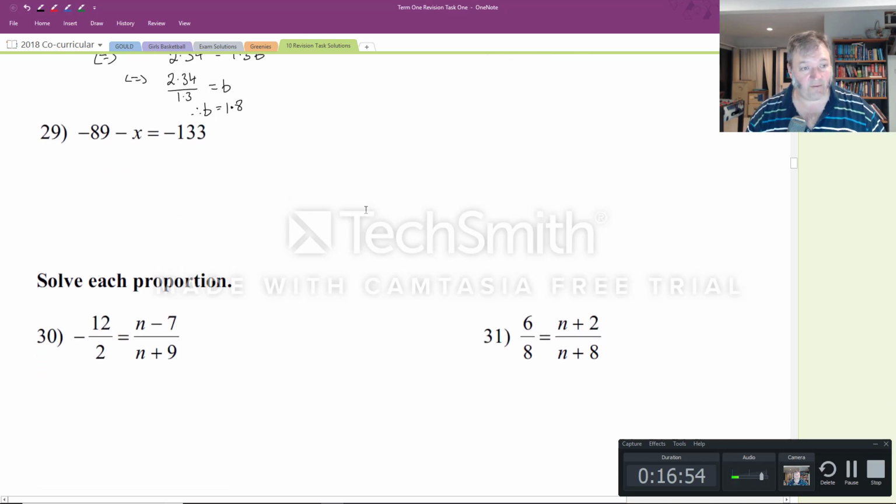Lucky last over here, also pretty quick. I've got negative x on the left. You could keep that there and get rid of the 89 and then multiply by negative 1. Instead, I'm going to add x to each side. That'll make it positive when it turns up on the right. And of course, to get rid of the negative 133, I need to add it. So I add 133 to each side. And that's going to give me something equals x. I reckon it's going to be 44 equals x.